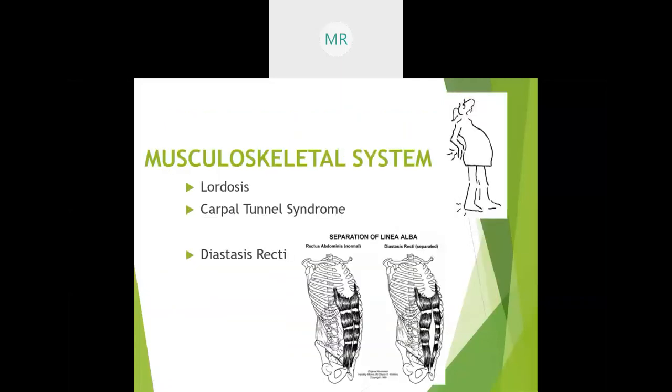Musculoskeletal system. So lordosis is what happens. And this is due to pregnant posture. This poor patient up here on the top. Due to pregnant posture and gait, which causes backache. And it causes mom to have lordosis. It's the curvature of the spine that increases due to the weight of the gravid uterus.